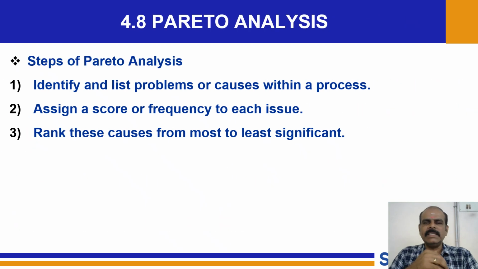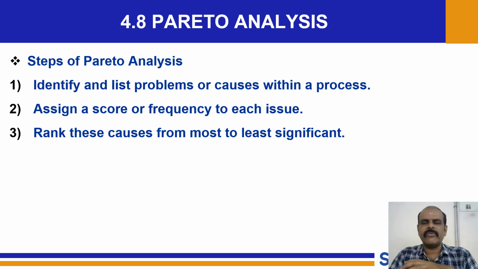Now we'll see the steps one by one. The first step is to identify and list problems or causes within a process. Go to the working part, understand what is happening, and list the problems and their causes. You have a problem A; what is the cause of that particular problem? Note it down as cause A. So for problem A, this is what the cause is. Likewise, it can be thought of for the others.